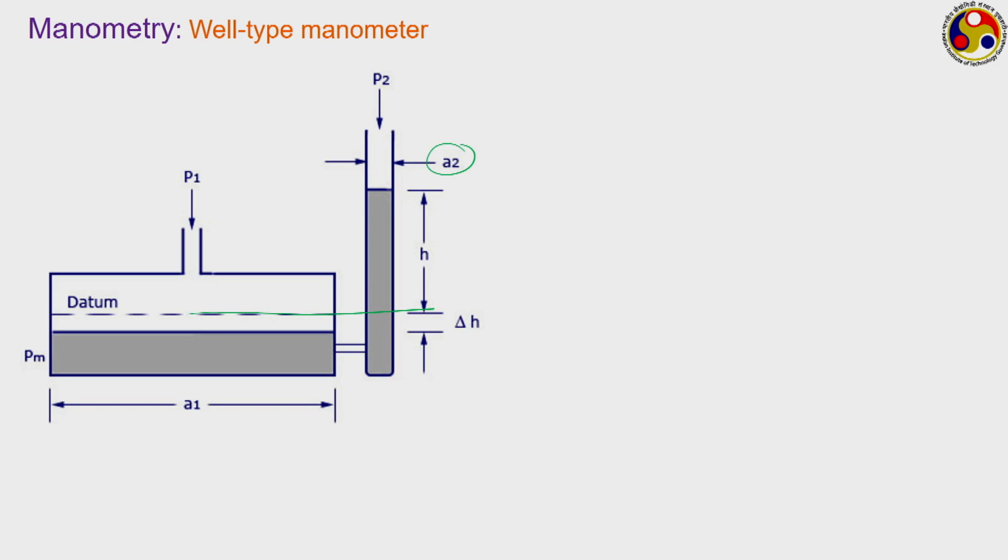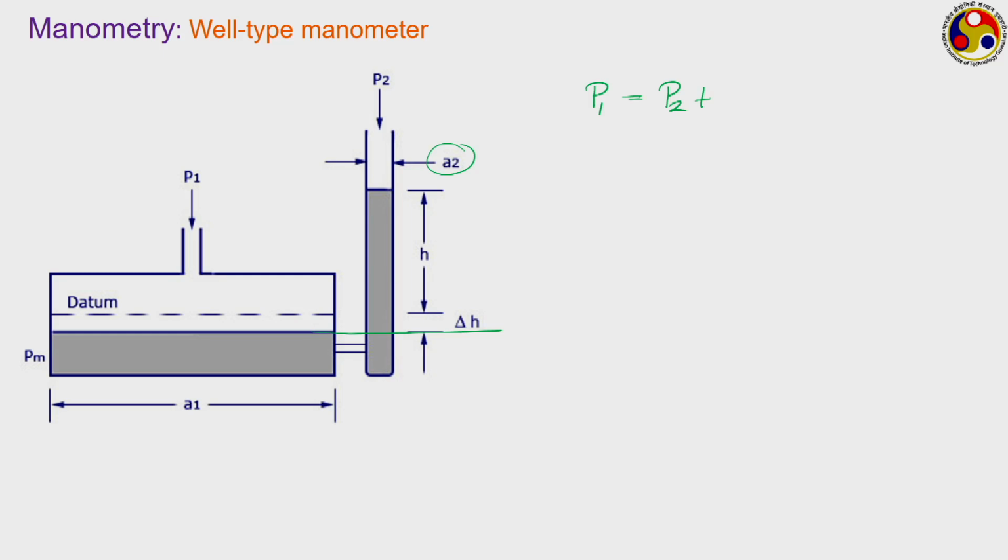So, if we now write a pressure balance, with respect to which point? Let us say this is the level that we pick to write a pressure balance equation. What is the pressure acting on the tank side? The pressure will be equal to P1 itself. Similarly, what is the pressure acting on the cylinder side? Cylinder side pressure will be P2 plus the pressure corresponding to the weight of this liquid column.